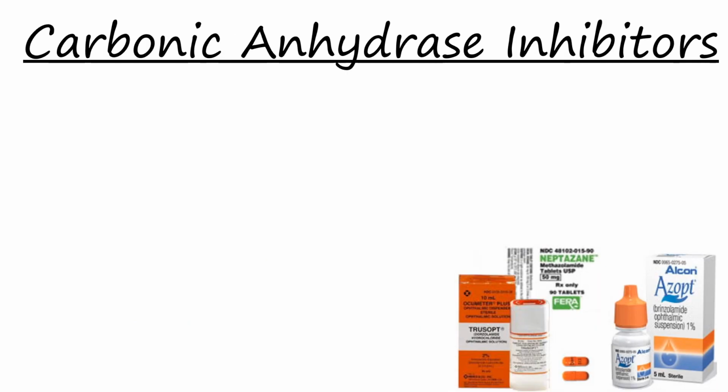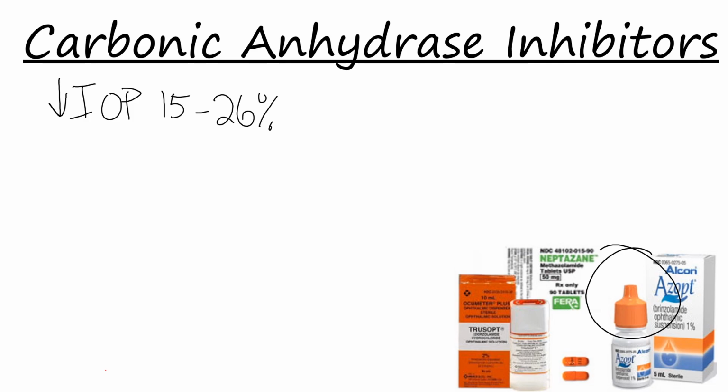Carbonic anhydrase inhibitors, such as dorzolamide or brinzolamide, also decrease aqueous humor formation. They generally have an orange cap, but have less decreasing intraocular pressure compared to beta blockers and other agents, of about 15 to 26%. These are normally dosed 2 to 3 times daily.